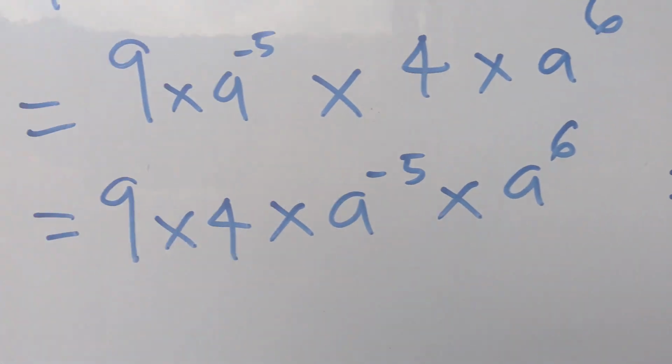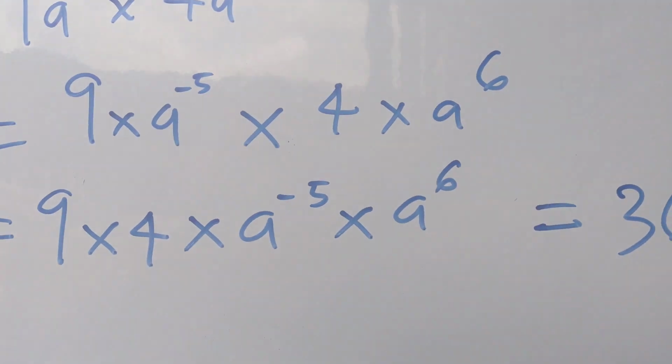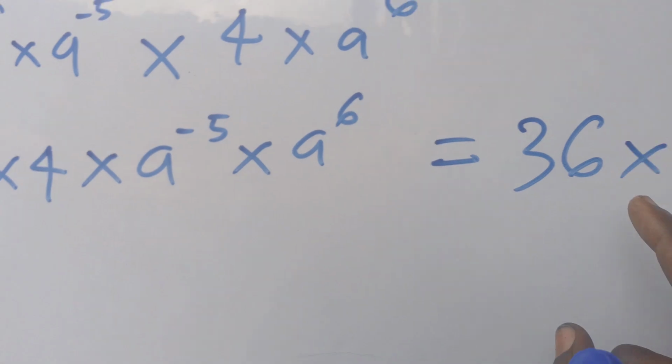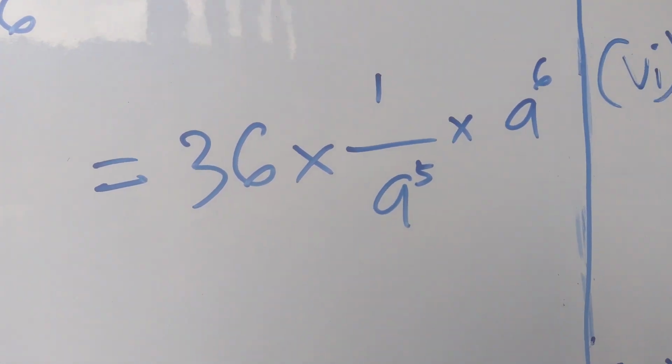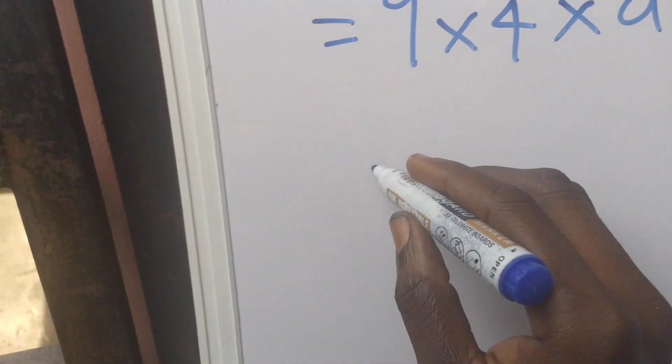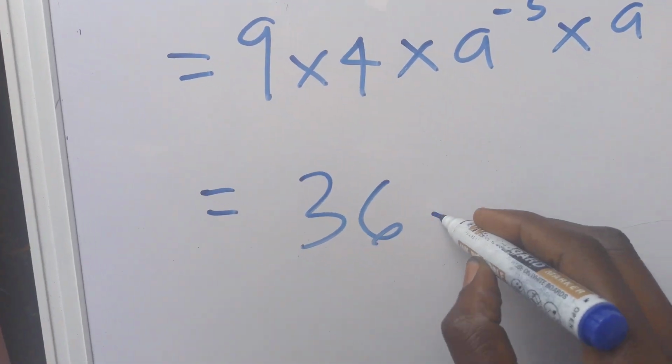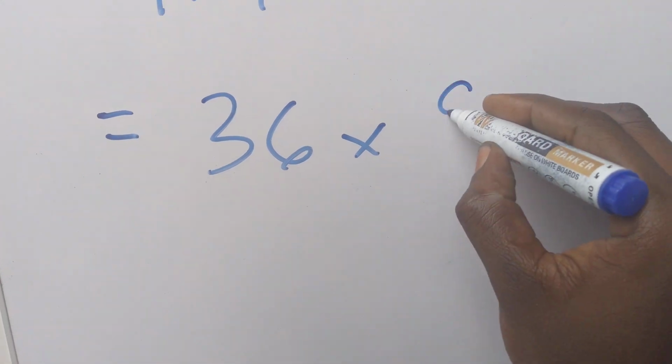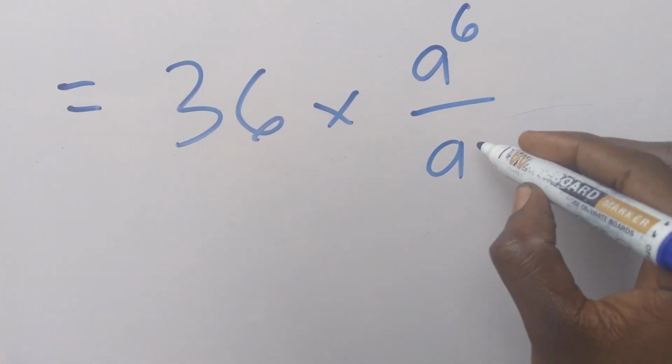Alright, so you're having 9 times 4, which is 36, and then e raised to power minus 5. This negative there shows you the reciprocal of e raised to power 5. So 1 times e raised to power 6 will give you e raised to power 6. So I'm having 36 times e raised to power 6 over e raised to power 5.